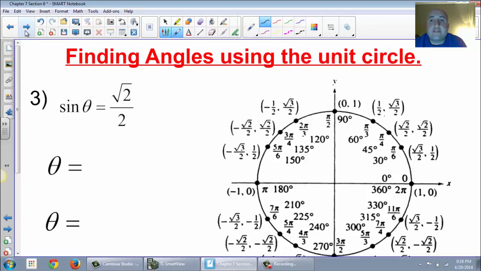Next, we can also use inverses to find angles using the unit circle. What this question is asking us is, what angle has a sine of square root of 2 over 2? A couple things we have to remember with this. Remember, sine deals with y values. So if I look at all these y values on the unit circle, which ones have a square root of 2 over 2 as my answer? I'm going to find all the ones that have a sine of square root of 2 over 2. So here's one, and the angles are 45 degrees and pi over 4.